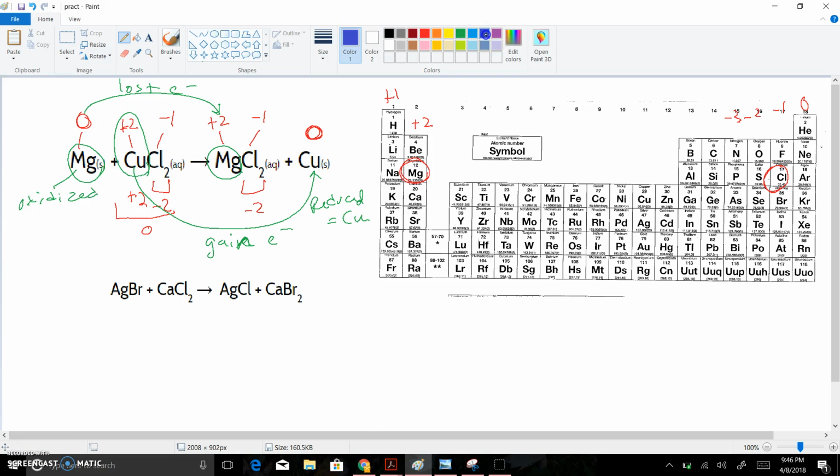All right, let's go to the next one. Why don't you pause it and try to do the oxidation numbers here, and then if you feel good about it, zoom ahead and see what I got for oxidation numbers. If you're not feeling good about oxidation numbers, I'm going to talk about it right now, so you can listen.